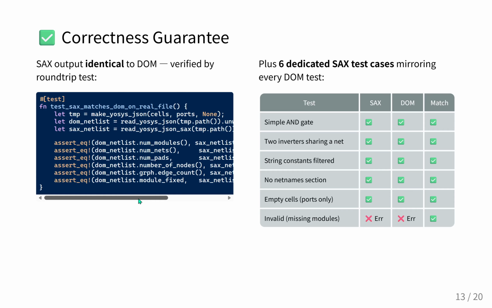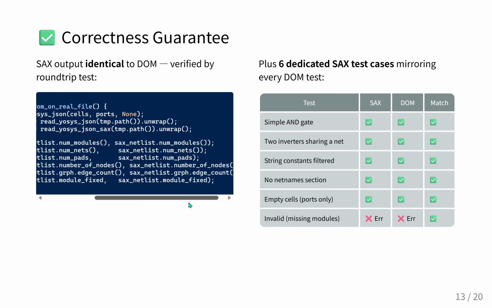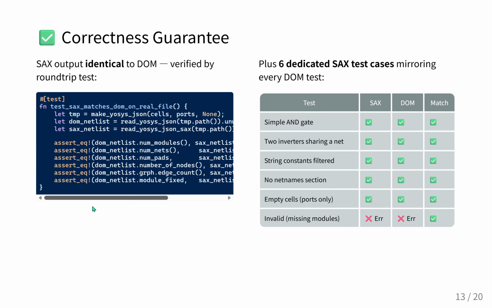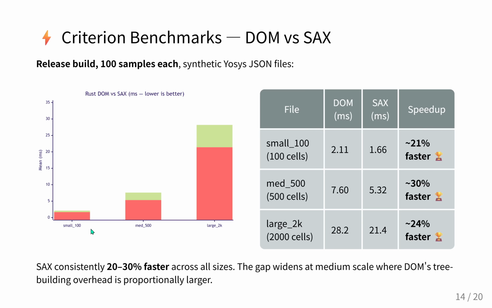But here's where it gets really interesting. Did all this complex coding actually buy the developer any speed? Well, the developer ran benchmarks using the Criterion tool in Rust. They ran a release build with 100 samples for each file size using synthetic Yosys JSON files. Okay, let's dig into the numbers. How much time did they actually save? So for a small file, which they defined as 100 cells, the DOM banquet hall took 2.11 milliseconds. The SAX conveyor belt did it in 1.66 milliseconds.